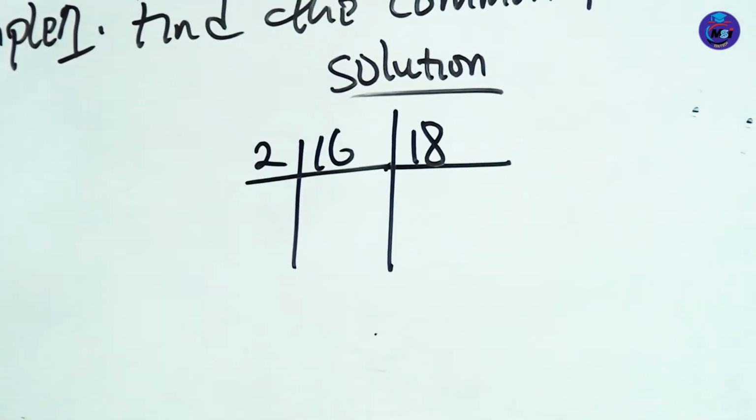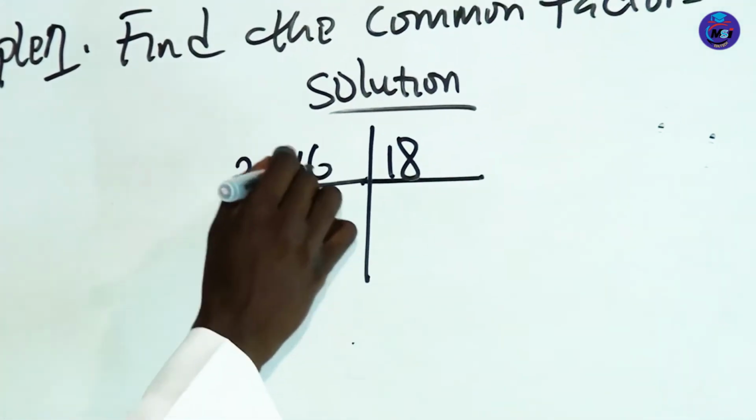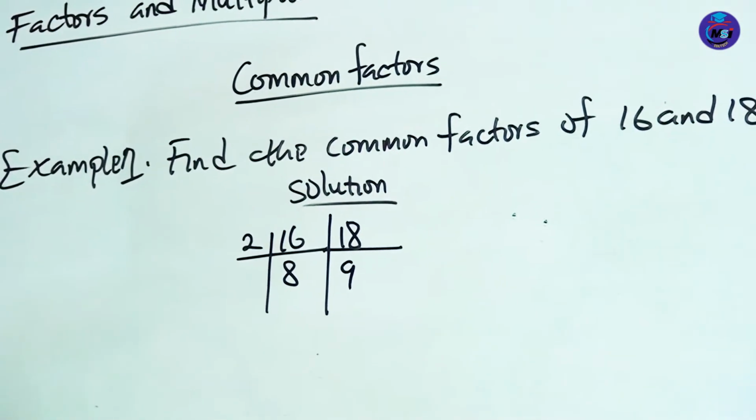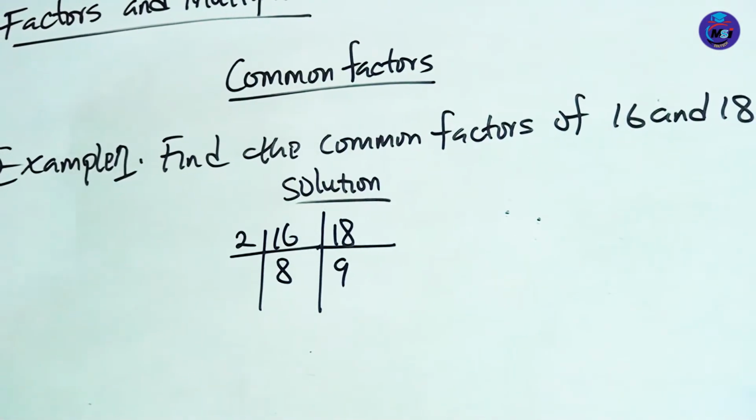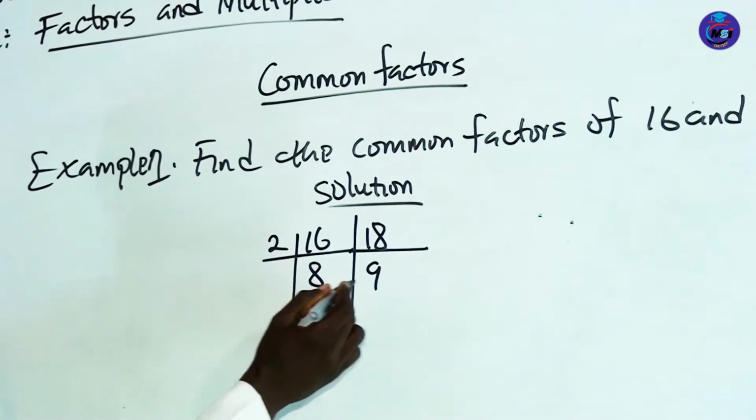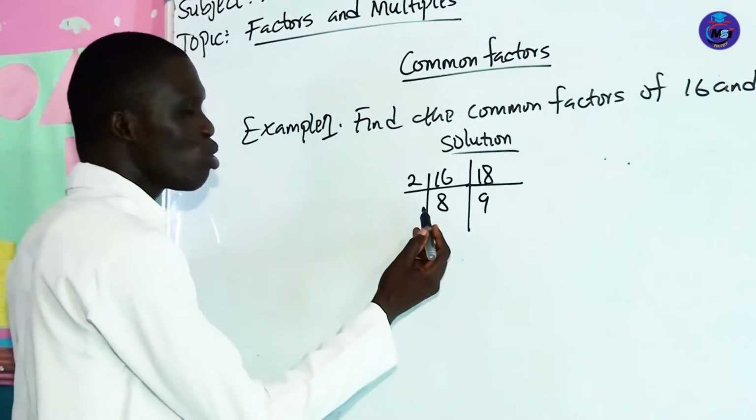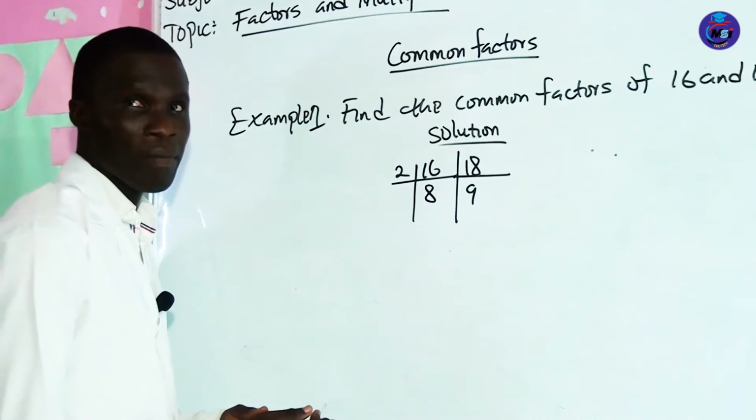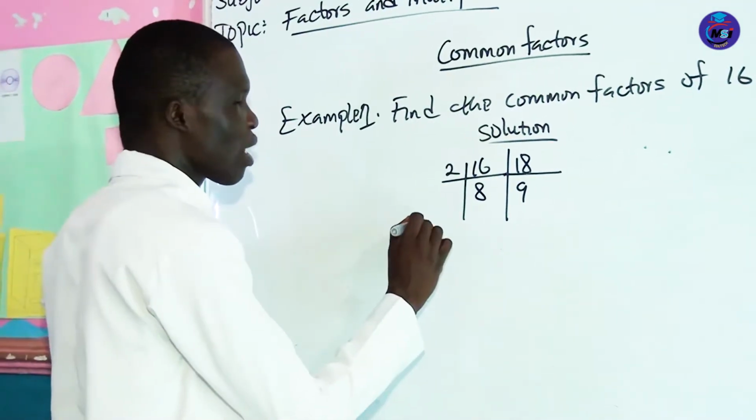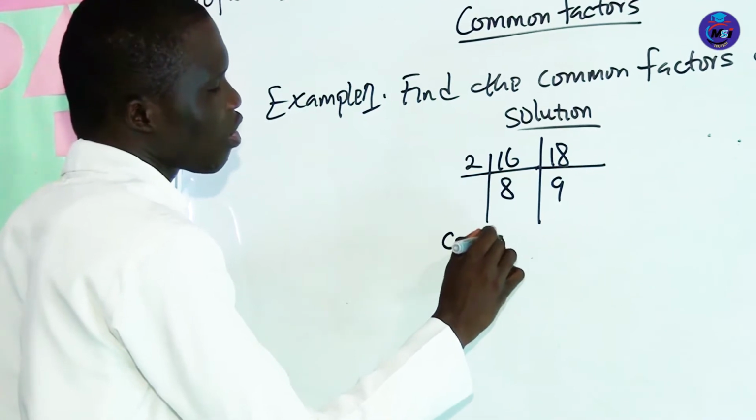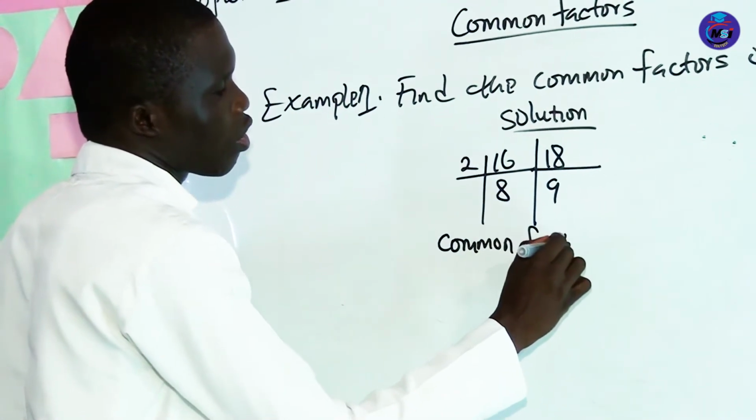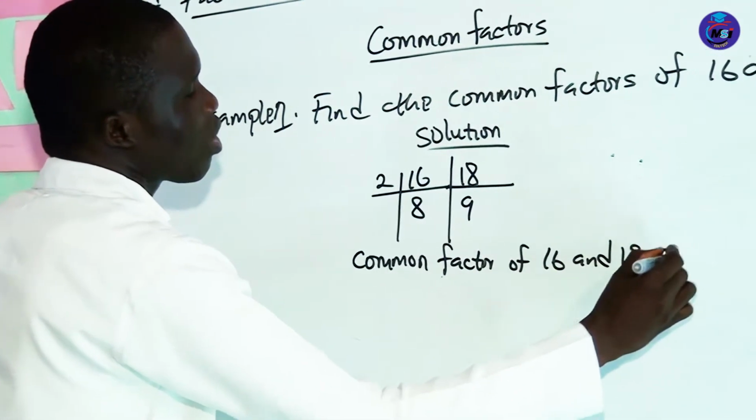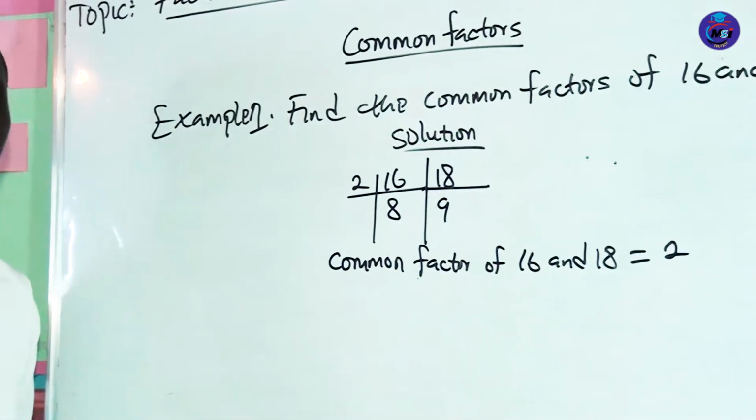How many 2 can we get in 16? 8. 2 in 18, 9. Okay? Now, there is no number that can divide 8 and 9 without remainder. If we should use 2, 2 can divide in 8, but 2 cannot divide 9. Are you following me? So, our common factor of 16 and 18 is what? Is 2. I hope you get it right.